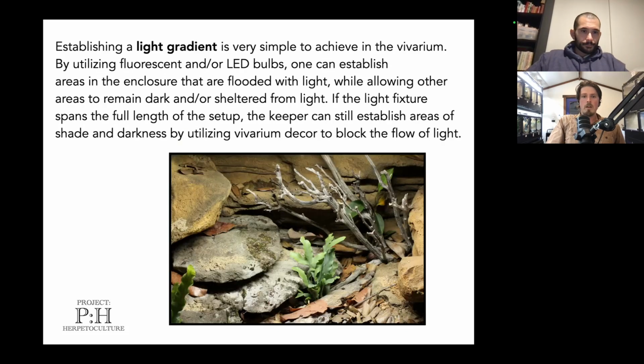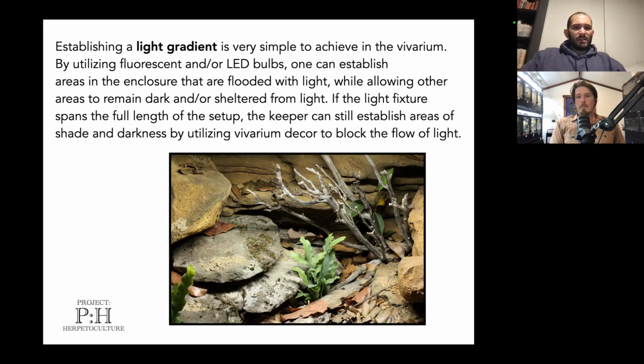So the next gradient that we're going to talk about a little bit here is the light gradient. This is very simple to achieve in the vivarium by utilizing fluorescent and/or LED bulbs. One can establish areas in the enclosure that are flooded with light while allowing other areas to remain dark or sheltered from light. If the light fixture spans the full length of the setup, the keeper can establish areas of shade and darkness by utilizing vivarium decor to block the flow of light.